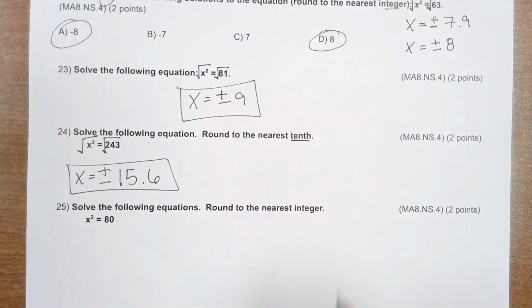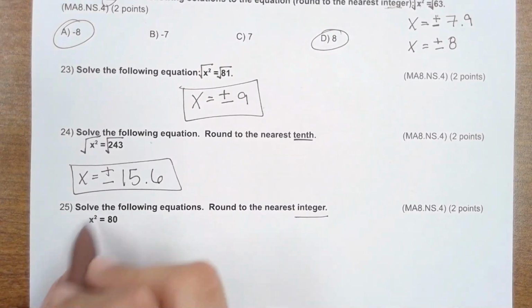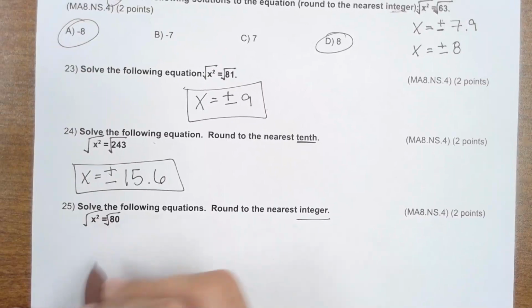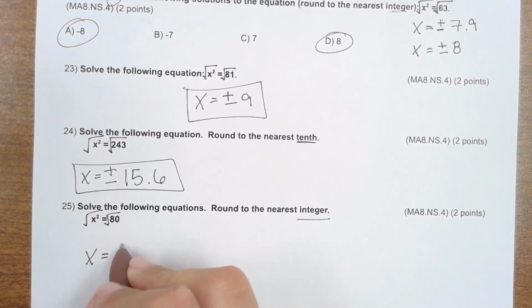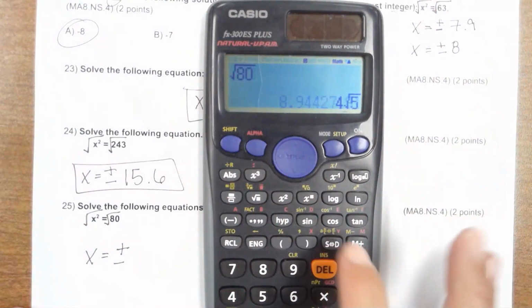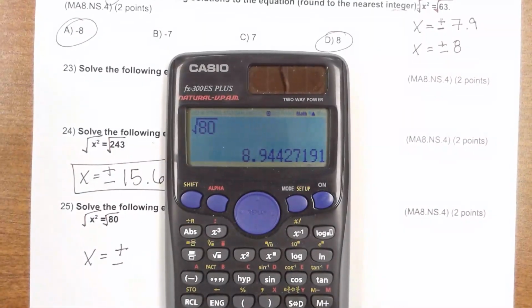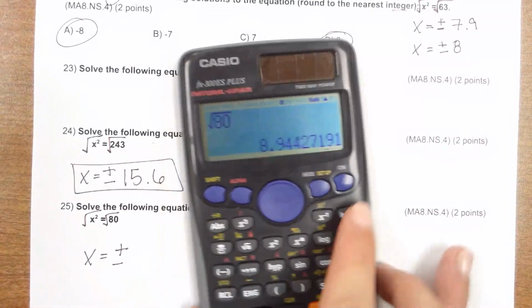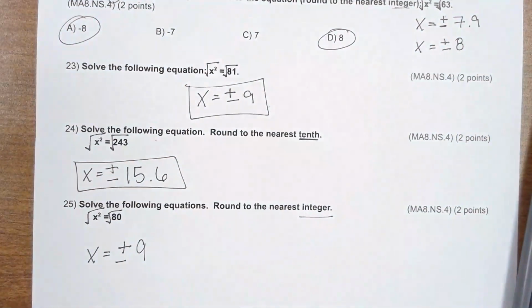All right, and then last one, we're going to round to the nearest integer. Same thing, opposite of squaring is square rooting. So we're going to get x equals plus minus, and then the square root of 80 is about 8.9. So rounding it to the nearest whole number would give us positive and negative 9.